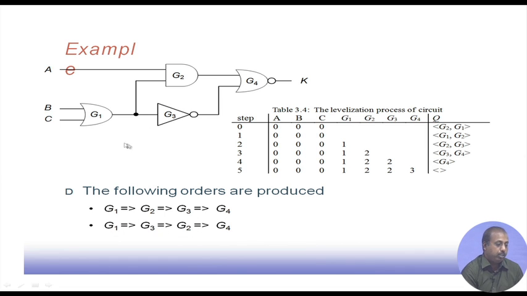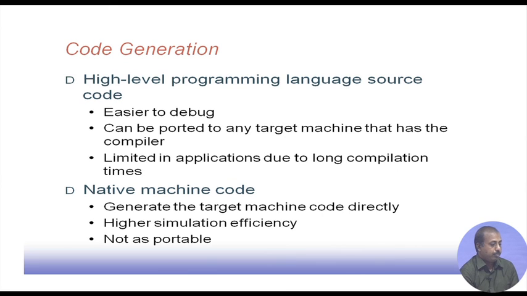In fact, if you look into this circuit, G2 and G3 are not dependent on each other, so they can be simulated in either order. Now, for the code generation part, high level programming language source code may be used, where we write down the code corresponding to this piece of circuit in some high level programming language.